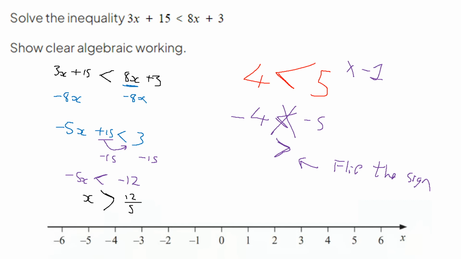So again, it's not inclusive. If it were inclusive, it would have an equal sign underneath, and we'll look at that in the next example. It's x is greater than 12 over 5, which is around here. And then we're going to make it as big as possible and put an arrow to emphasize that it goes on infinitely.